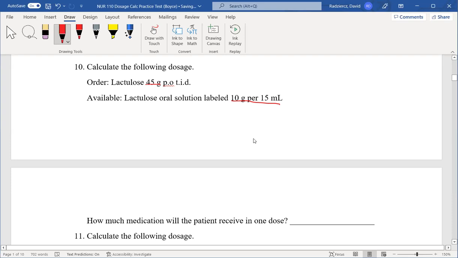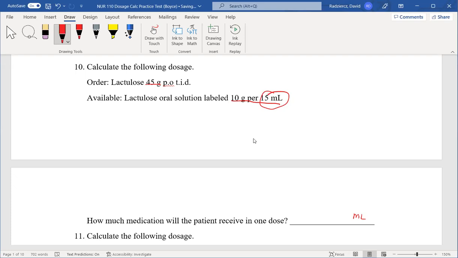So it's an oral dose. When we have an oral dose, it's either going to be a tablet, a capsule, or it's going to be milliliters. The clue here is, if it's not listed here, just know that if it's an oral solution, it's going to be milliliters. If you're not sure, look for something indicating milliliters, or otherwise it would just say per tablet or per capsule.